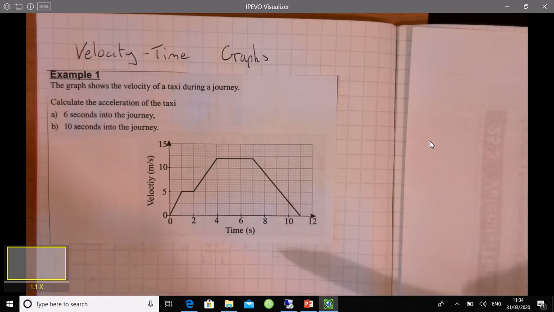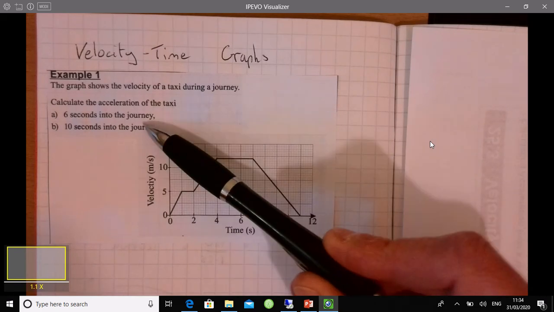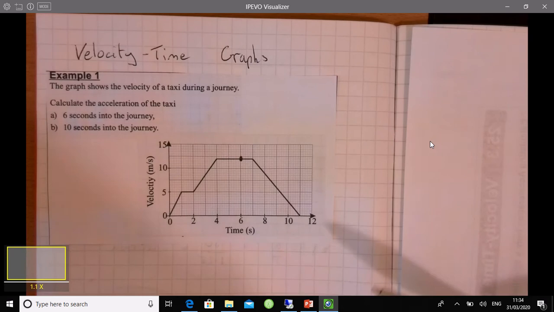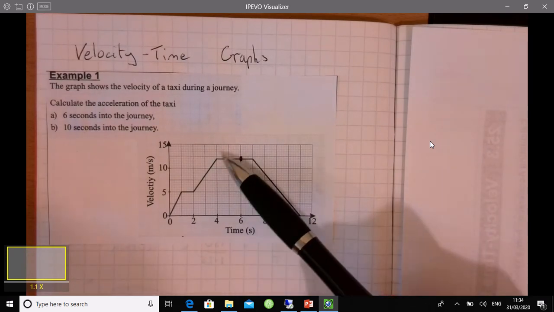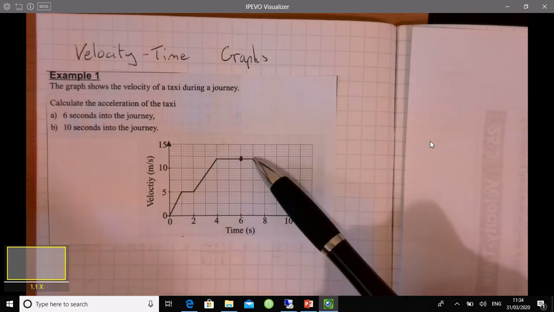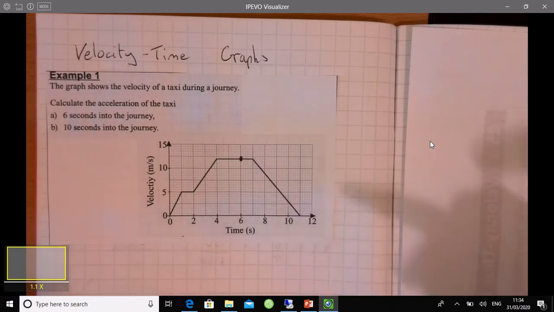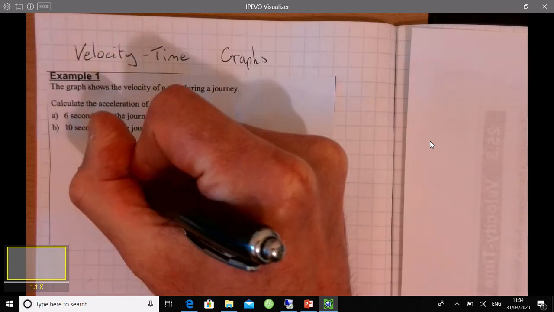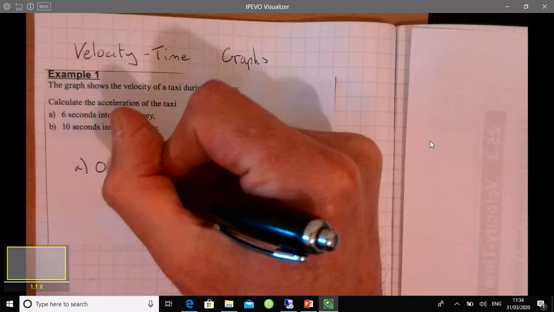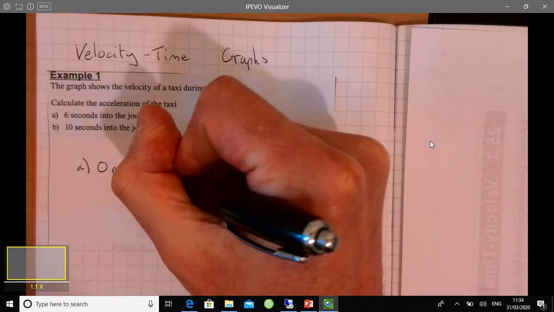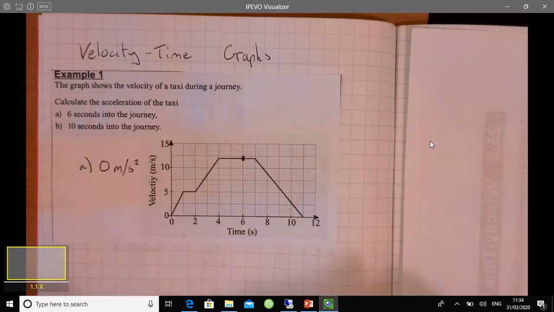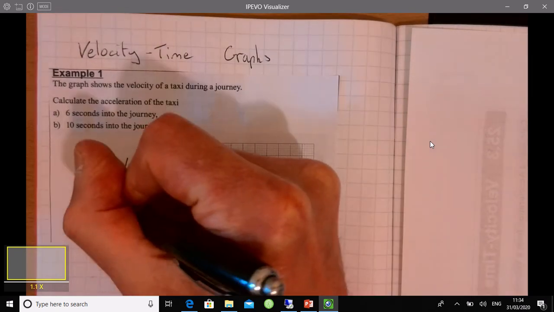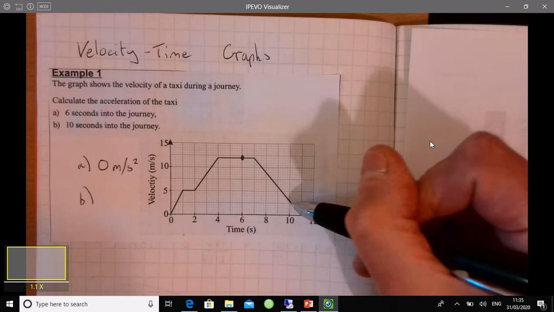So let's have a look at the questions. Calculate the acceleration of the taxi 6 seconds into the journey. So 6 seconds means at this point just here. We've already said during this period we're going at a constant speed. So the acceleration at that point is going to be 0. Now, we can also try and put the correct units in as well. Don't worry too much about this, meters per second squared, but just try and get used to writing that in.